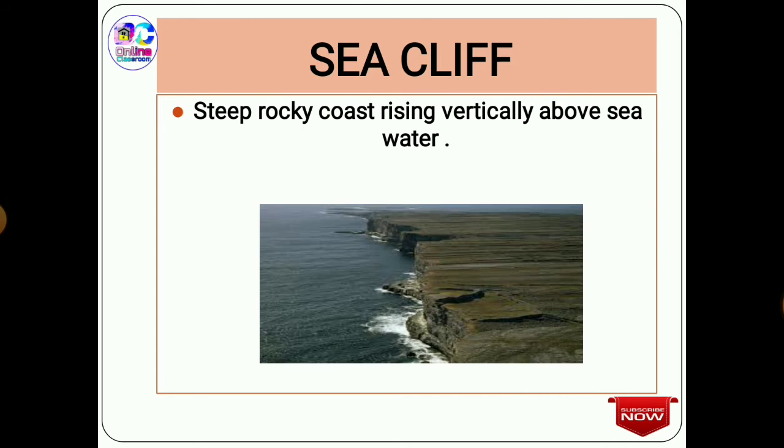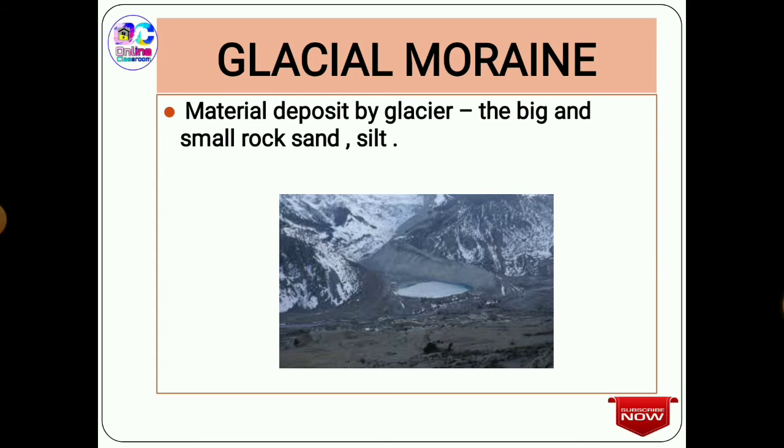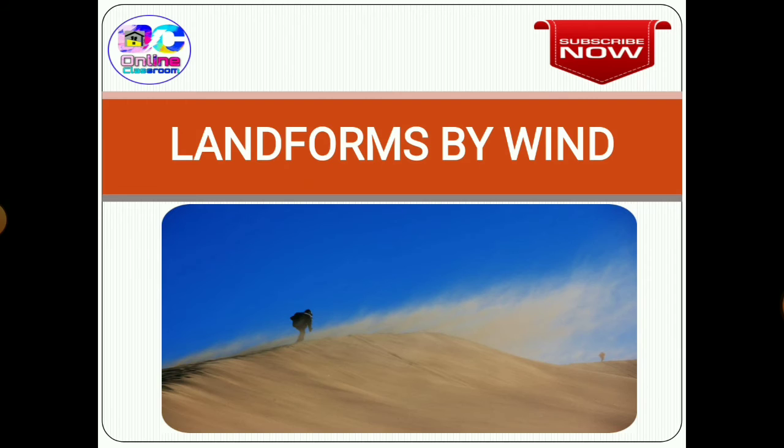After the sea cliff, we have the features formed by the coastal areas. The next will be the features formed by the glaciers or the ice. The first is a glacial moraine. When materials such as big and small rocks, sand, and silt are deposited by the glaciers, glacial moraines are formed. The next will be the features formed by the winds.